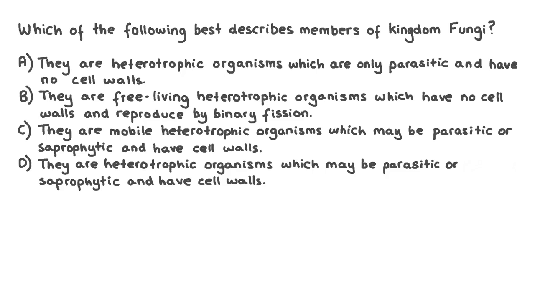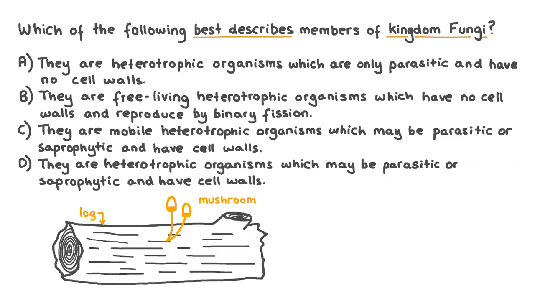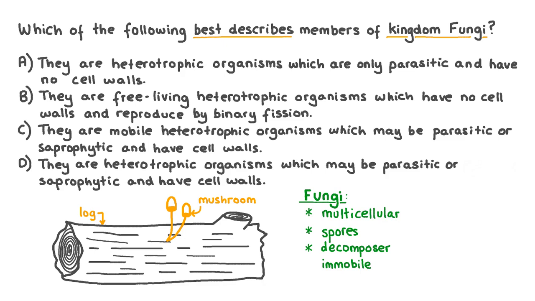This question is asking us to recall what we know about the members of the fungus kingdom, and then to choose the answer that best describes their characteristics. So we'll start with what we already know about fungi. Often, when we picture members of the fungus kingdom, we might imagine mushrooms sprouting from a dead fallen tree. By thinking of mushrooms as an example of a member of the fungus kingdom, we're able to recall some key characteristics. This mushroom is multicellular. It reproduces by making spores. It gets its nutrition from dead or decaying material by decomposing it. And it doesn't move around on its own, so can be described as immobile.